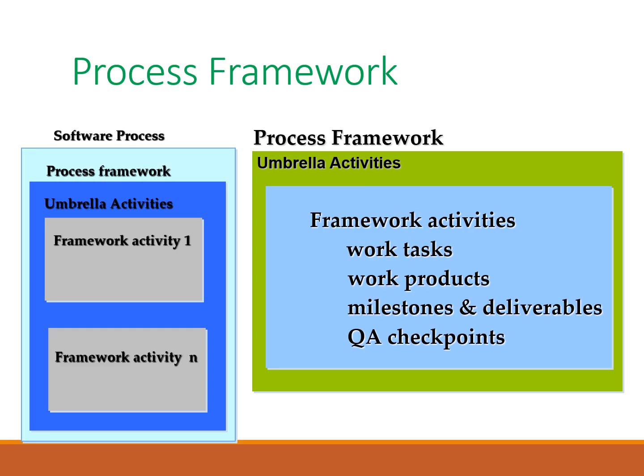This is the overall structure for the process framework. Each and every software has a different number of variable framework activities. These framework activities are present inside the group of umbrella activities. Each framework activity has work tasks, work products and various deliverables. The final thing is the quality assurance checkpoints.